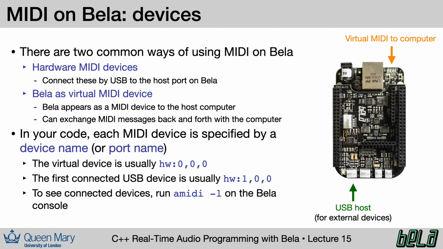The way we choose which device to use is to specify a device name. The device name is a specially formatted string whose meaning is given by the ALSA system. Typically, the virtual link to the computer is hw:0,0,0, whereas the first device connected by USB is hw:1,0,0. You can always see what devices are connected to your Bela board by running the command amidi -l in the command line terminal at the bottom of the IDE. So let's plug in a device now and see how this works.